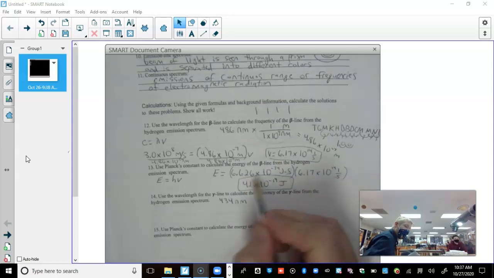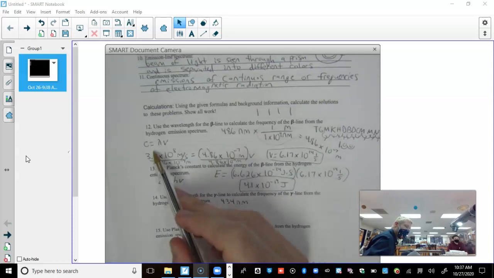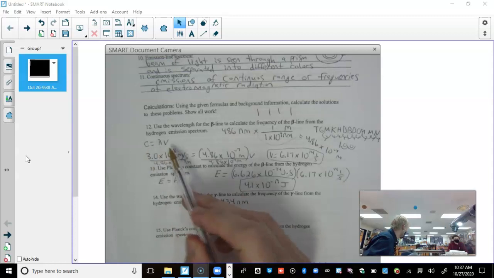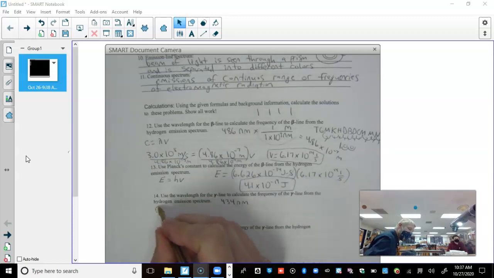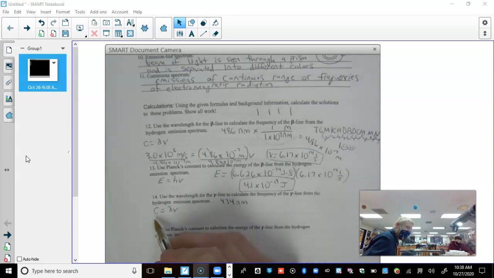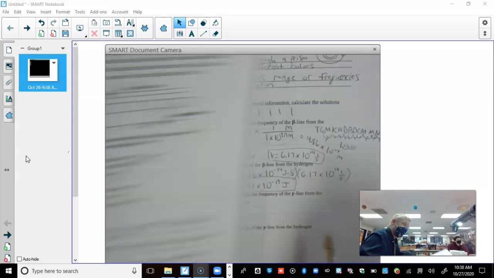Well, that's to find the energy. So I'm doing something up here. Up here, when I was looking for frequency, I used speed of light equals wavelength times frequency. So I'm going to use that one again. And my speed of light, here I said it was 3 times 10 to the 8th. Just confirm, speed of light, 3 times 10 to the 8th.